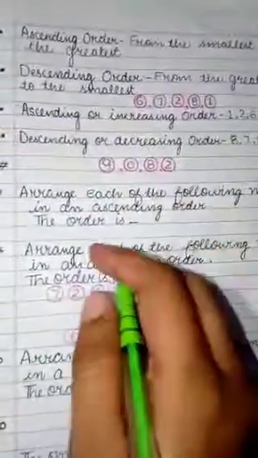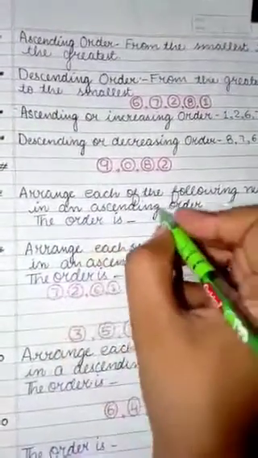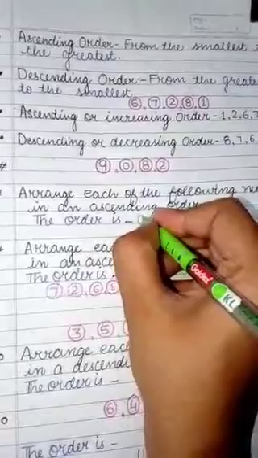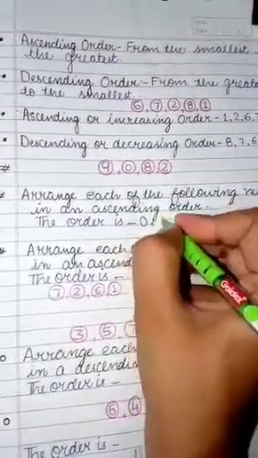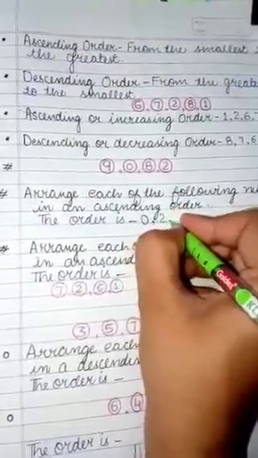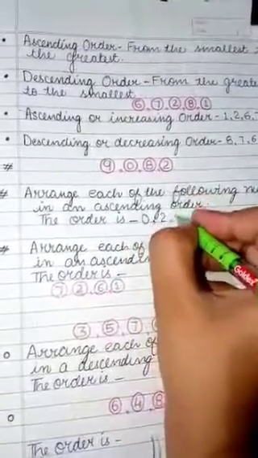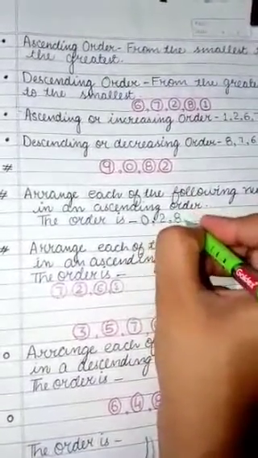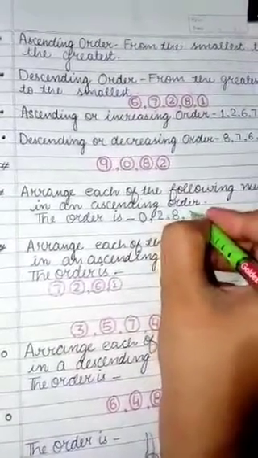9082. Which is the smallest number in this? 0. 0 is the smallest. And after that, which number? 2. And after that, 8. And after that, good, 9.